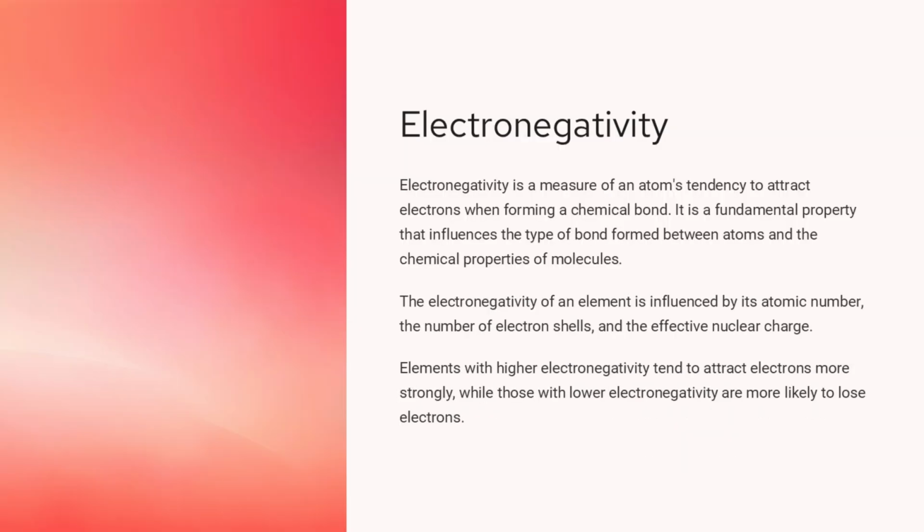Electronegativity is a measure of how strongly an atom attracts electrons when forming a chemical bond. It's a fundamental property that influences the type of bond formed and the chemical properties of molecules. An element's electronegativity is affected by its atomic number, number of electron shells, and effective nuclear charge.